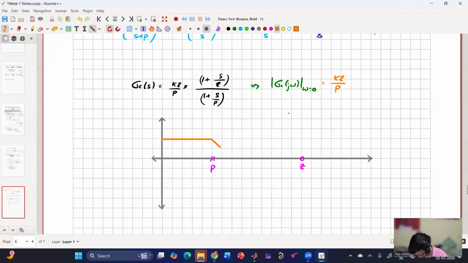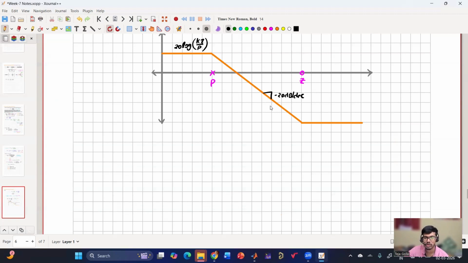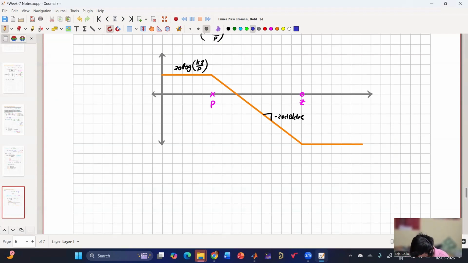After the pole, it will fall with minus 20 dB per decade, and then again it will become constant. At the beginning, we have 20 log Kz by P, and since the pole has come first, it will start dropping with minus 20 dB per decade. Once the zero comes, it will have plus 20 dB per decade, which will cancel out the minus 20 and it will become constant. So this is the magnitude plot, mod G j omega.